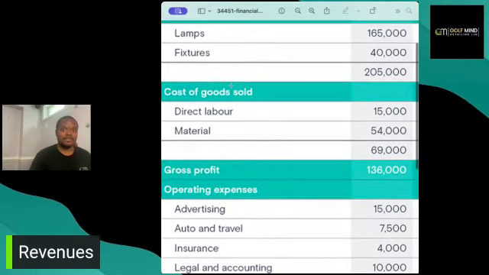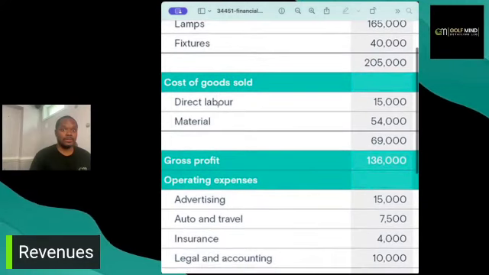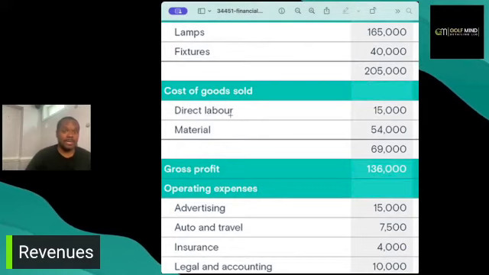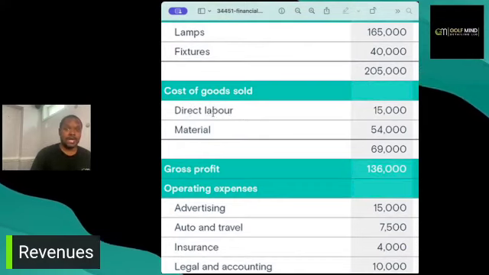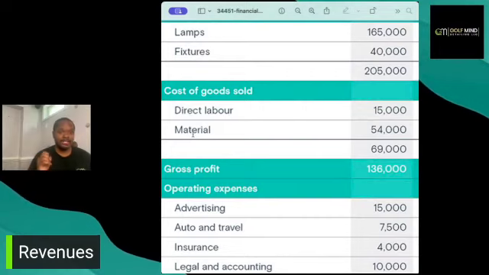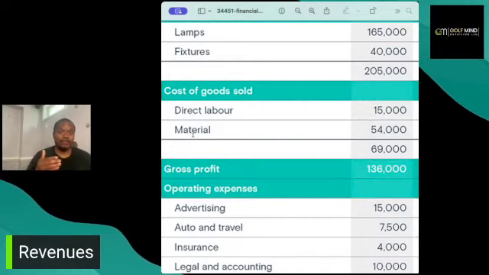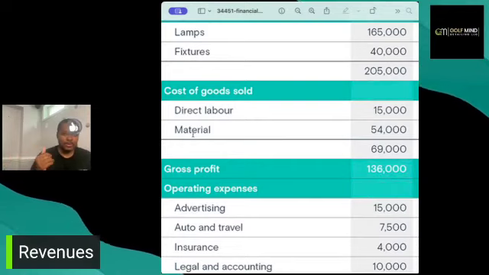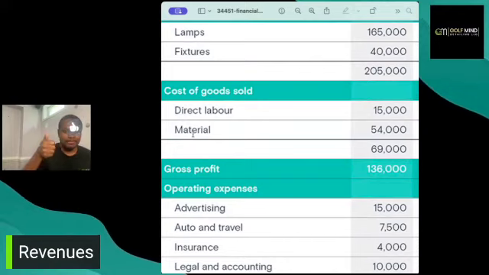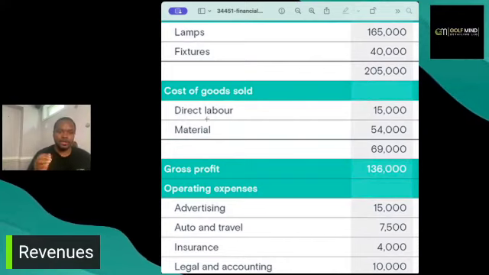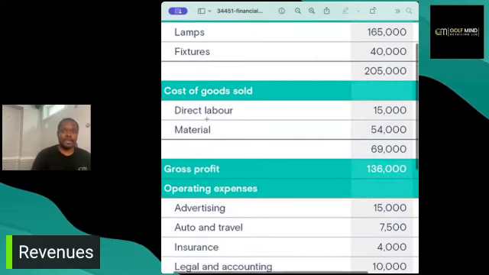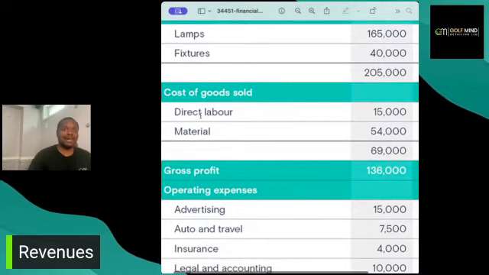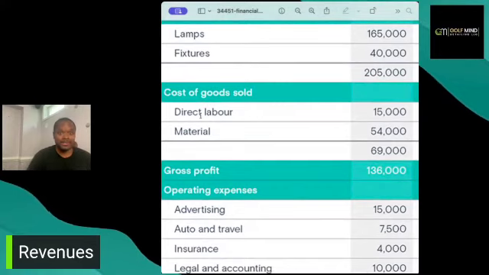But then if you go down here, it says cost of goods sold. This means it builds on the direct labor as well as the material that has been used in order to provide this service. Does that make sense? So based off of these lights, these fixtures, this is the ultimate money that I made, but this is also the money that I had to use to provide that service. So the cost of goods.